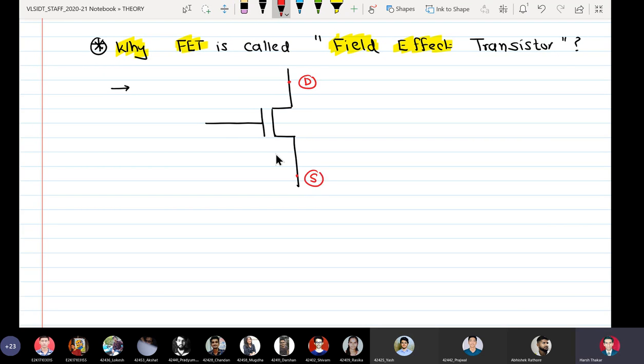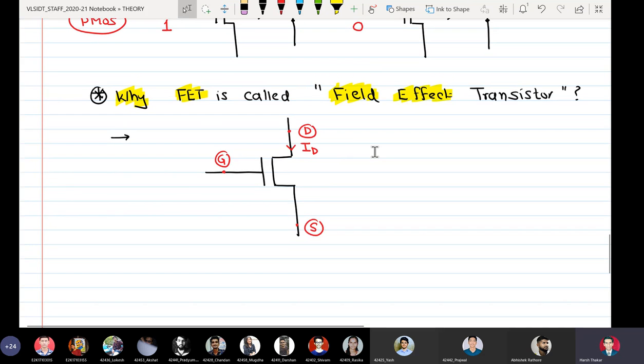Drain, source, gate. Okay, and I hope you appreciate that in an n-channel MOSFET, NMOS, the current flows into the device, and in case of PMOS, it flows outside the device. Okay, now the different voltages which are associated here are this. We have VDS, we have VGS, and there is one inbuilt voltage. That is called threshold voltage VT.